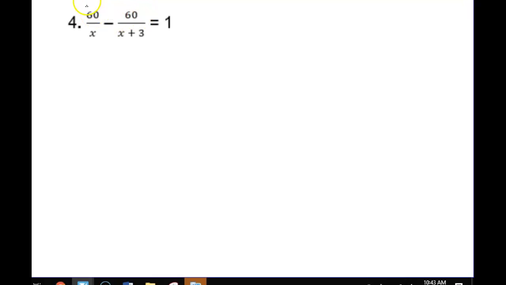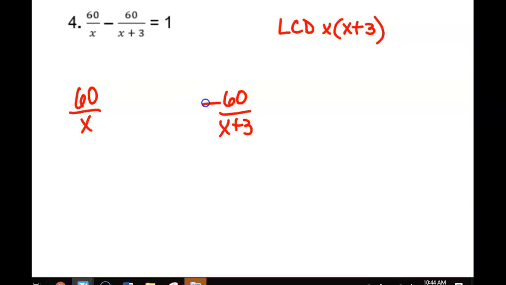Can we just subtract on the top? It says 60 minus 60. No. What is the common denominator? X times the quantity x plus 3, right? You can't make an x and do an x plus 3. Somebody yesterday thought I should add 3 to both of those. No, it's got to be multiplied. All right, so the original question, multiplying each one by both an x and an x plus 3.